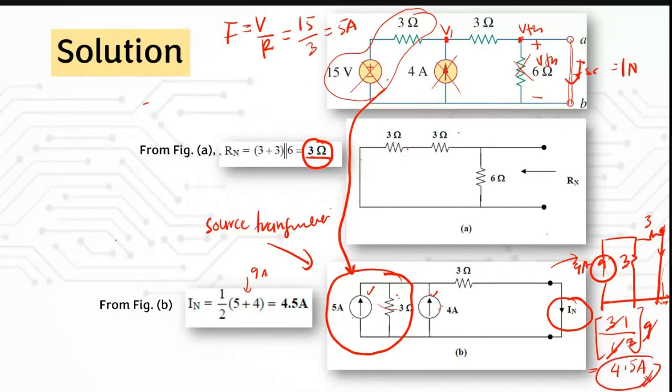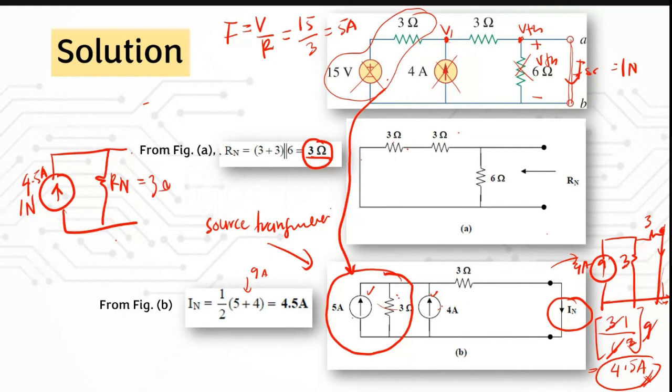So this is your IN, and then you can just draw your equivalent circuit, where you have here your IN, which is 4.5 ampere, in series with your RN here, which is equal to 3 ohm. So here is your Norton equivalent circuit.